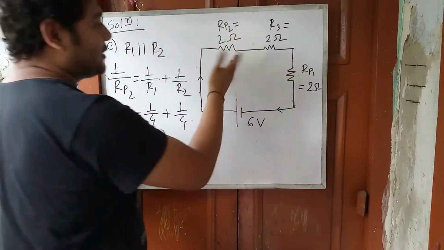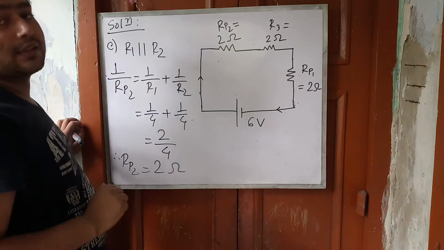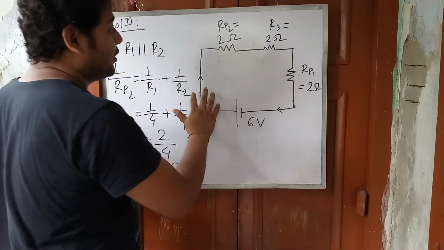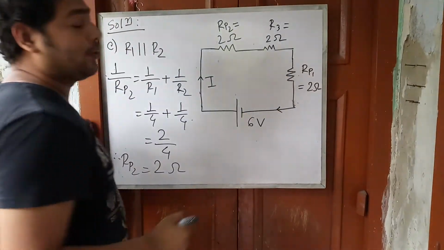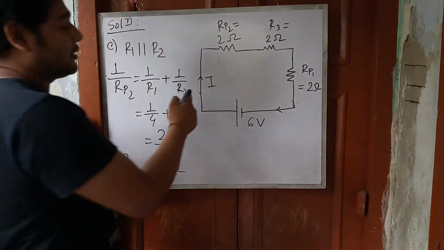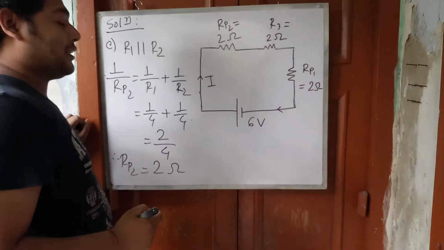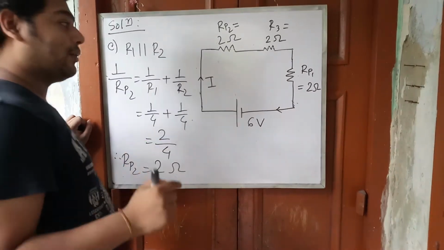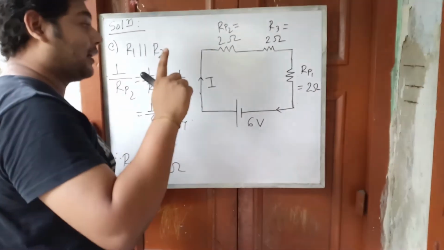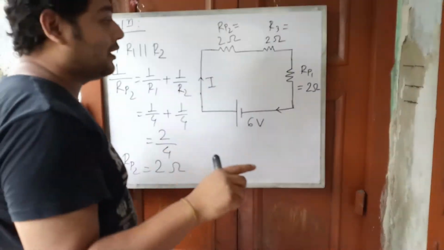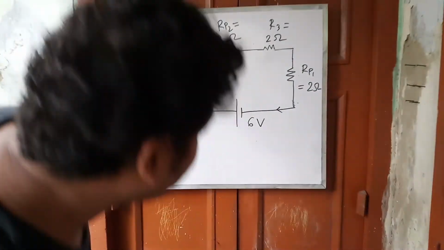Then you can see that the three resistors are in series connection. Why series connection? Because the same current passes through these three resistances. So we know that if the same current passes through these resistances, then the resistances are in series combination. So we can solve this.